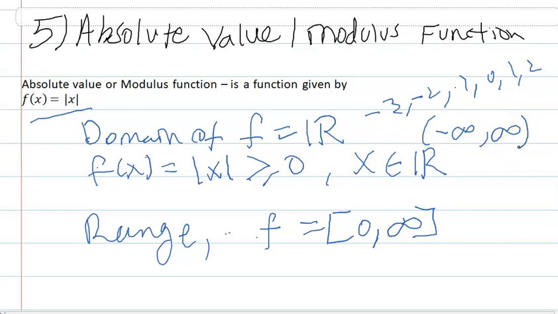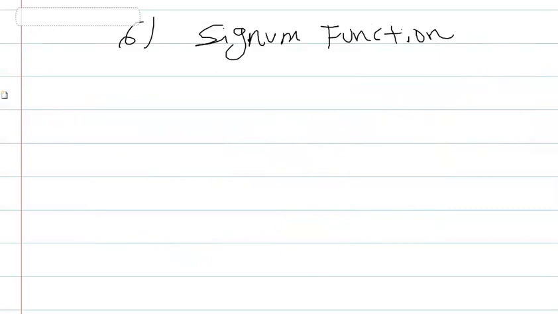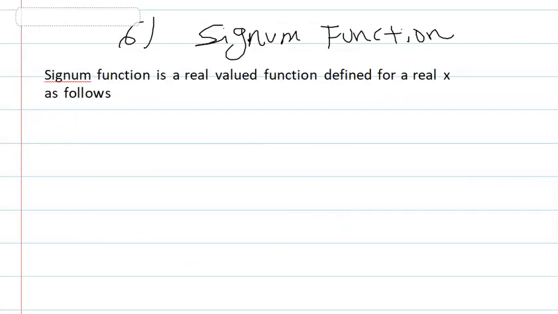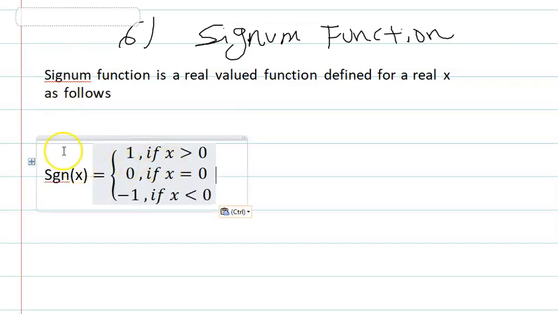The next and last function we define is the signum function. The signum function is a real valued function defined for a real number x as follows. It is a piecewise function. The signum function is defined by sgn of x, a short form, equals 1 if x is greater than 0, equals 0 if x equals 0, and equals -1 if x is less than 0.